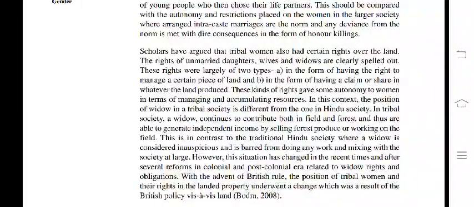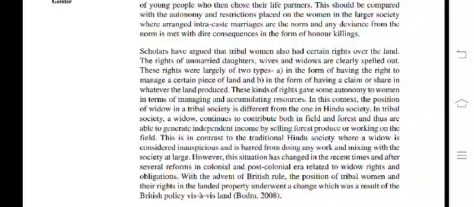Scholars have argued that tribal women also had certain rights over the land. The rights of unmarried daughters, wives and widows are clearly spelled out. These rights were largely of two types. First is in the form of having the right to manage a certain piece of land. Second, in the form of having a claim or share in whatever the land produces. These kinds of rights gave some autonomy to women in terms of managing and accumulating resources.